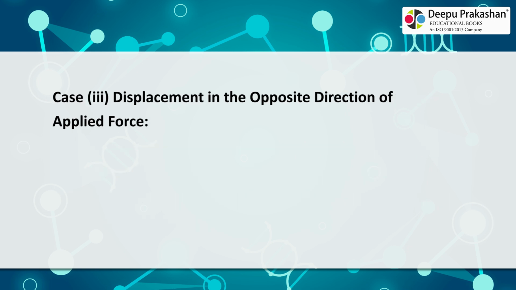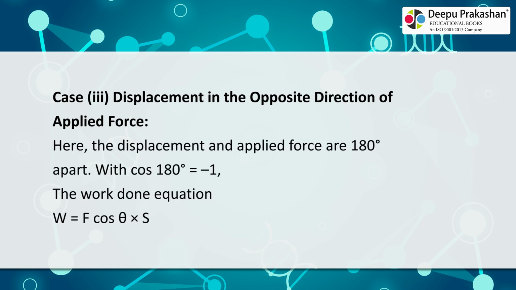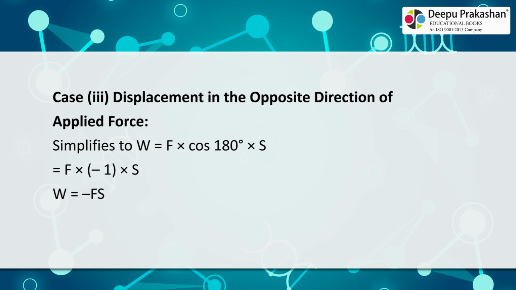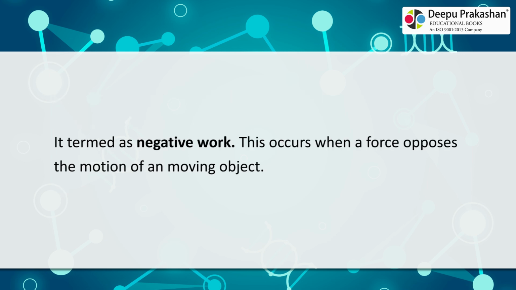Case 3. Displacement in the opposite direction of applied force. Here, the displacement and applied force are 180 degrees apart, with cos 180 degrees equal to minus 1. The work done equation W is equal to F cos theta times S simplifies to W is equal to F times cos 180 degrees times S, which is equal to minus F times S. It is termed as negative work. This occurs when a force opposes the motion of a moving object.